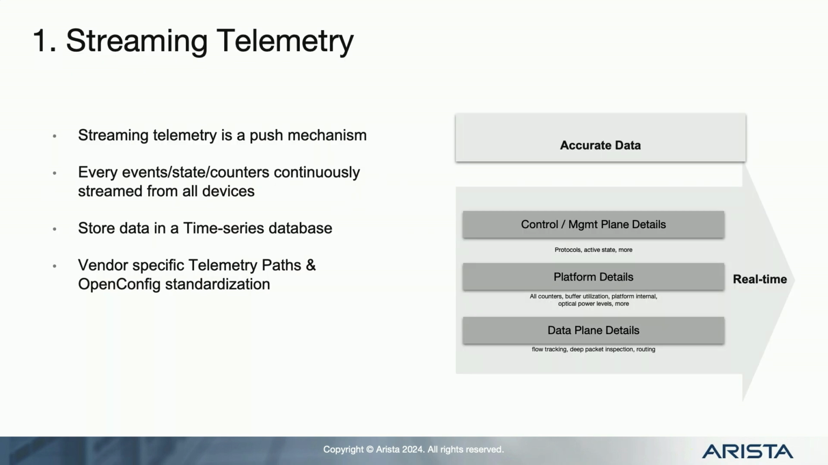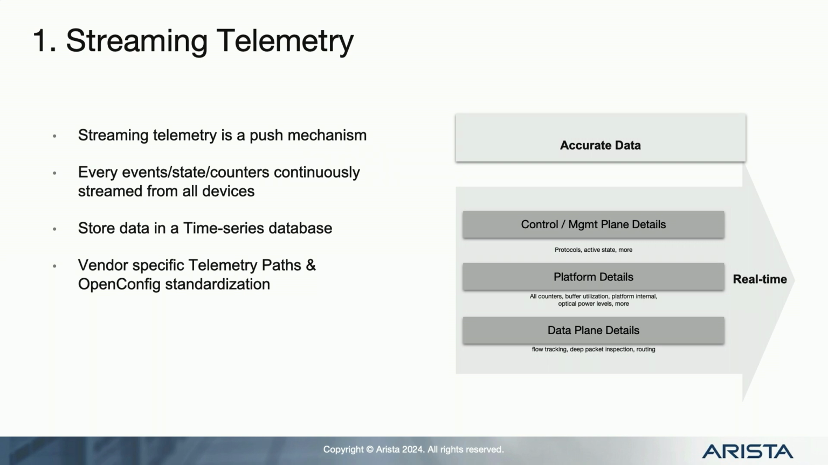Polling devices using SNMP is not good enough. It's insufficient for monitoring modern data centers. Network operations need access to real-time data that is streamed from each device, not only to have a good real-time view of each device, but to have a good view of the complete network. And streaming telemetry is the answer to that.